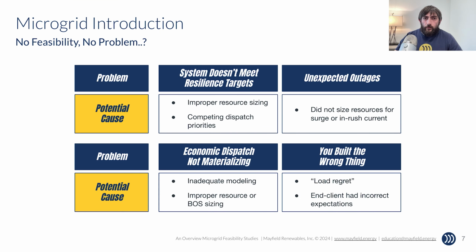I have a short list here of examples of problems that could be made clear during a feasibility study that might be missed if you are designing a microgrid system without feasibility. And this is not an exhaustive list. This just comes from our experience delivering feasibility studies and seeing the types of problems that we are able to identify that could have been missed during the design process.